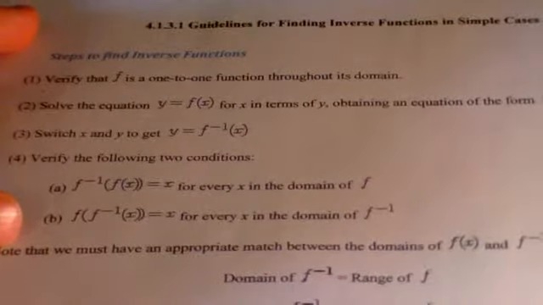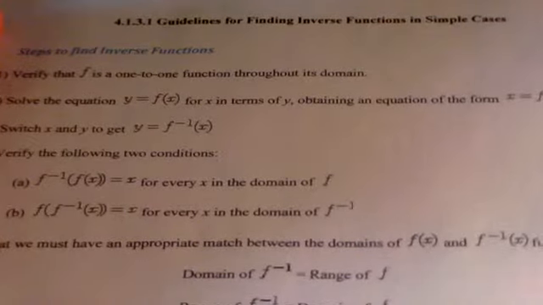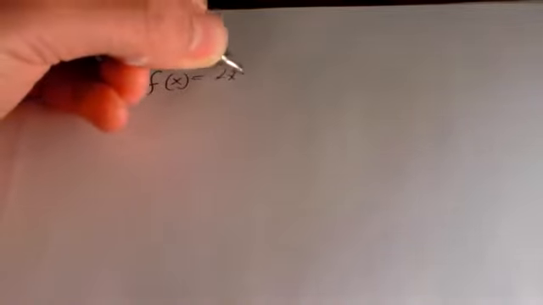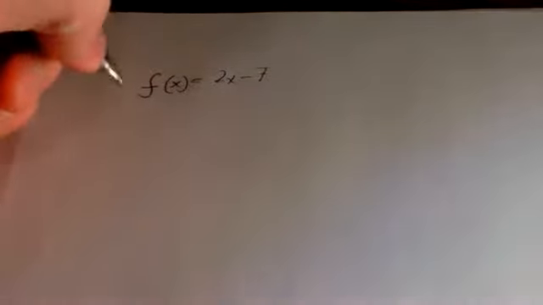The second step is to solve the equation y equals f(x) for x in terms of y, obtaining an equation of the form x equals f inverse of y. Now let's look a little bit at what that means. Alright, so let's take the function f(x) equals 2x minus 7. And our first step is to verify that the function is one-to-one.